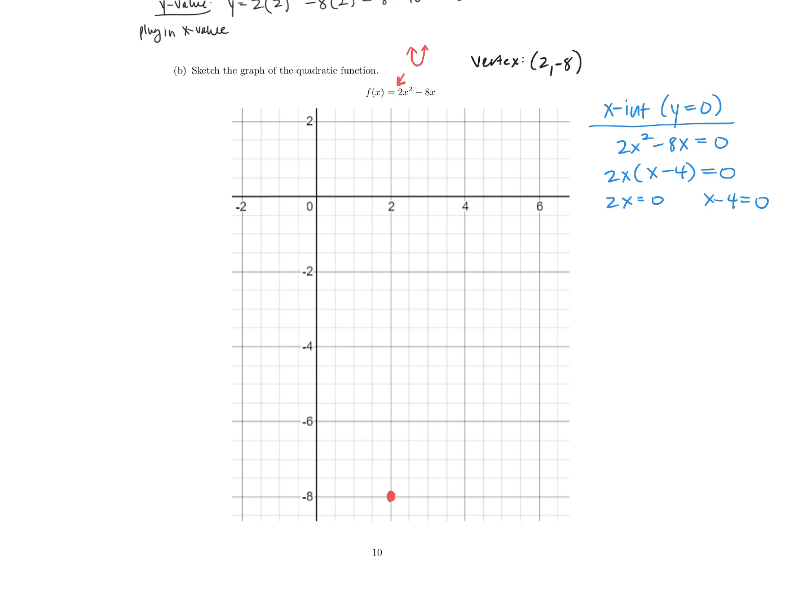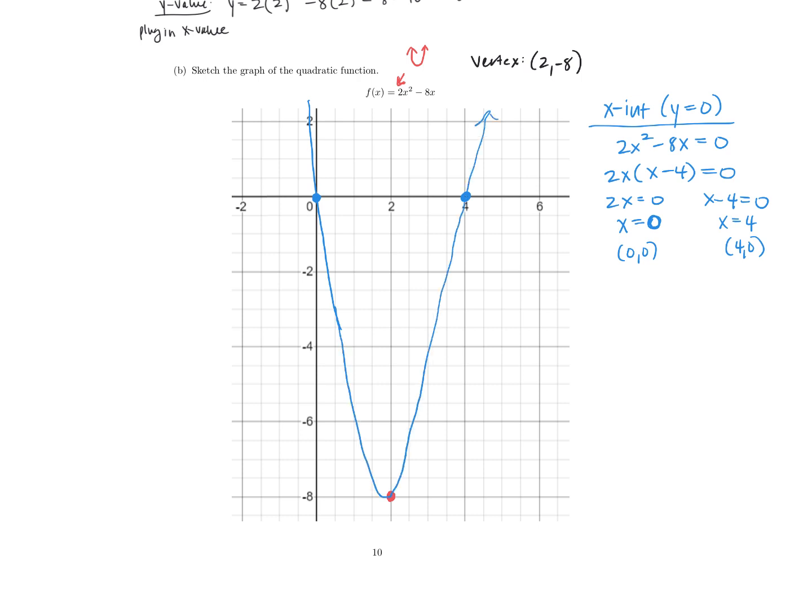If we divide by 2, we'll get x equals 0. If we add 4, we'll get x equals 4. So the intercepts are (0, 0) and (4, 0). We can plot those. Once we have the 3 points, including the vertex, we can connect those and make it look kind of like a U.